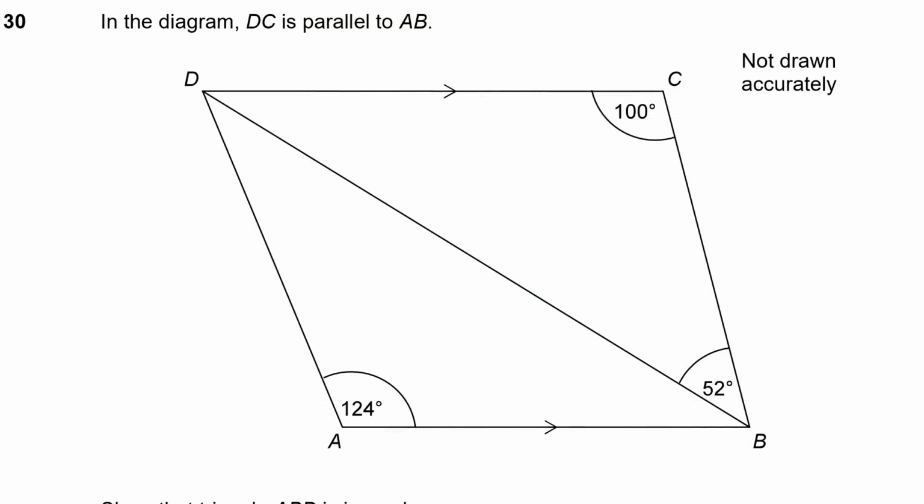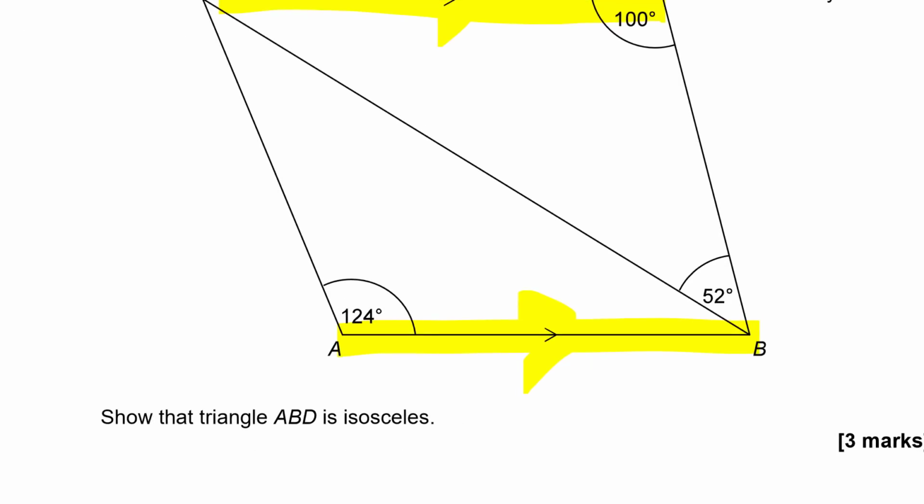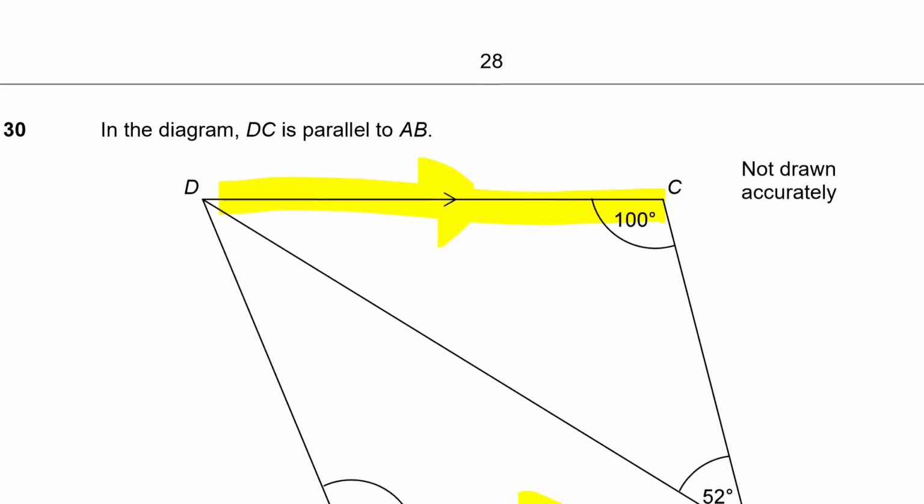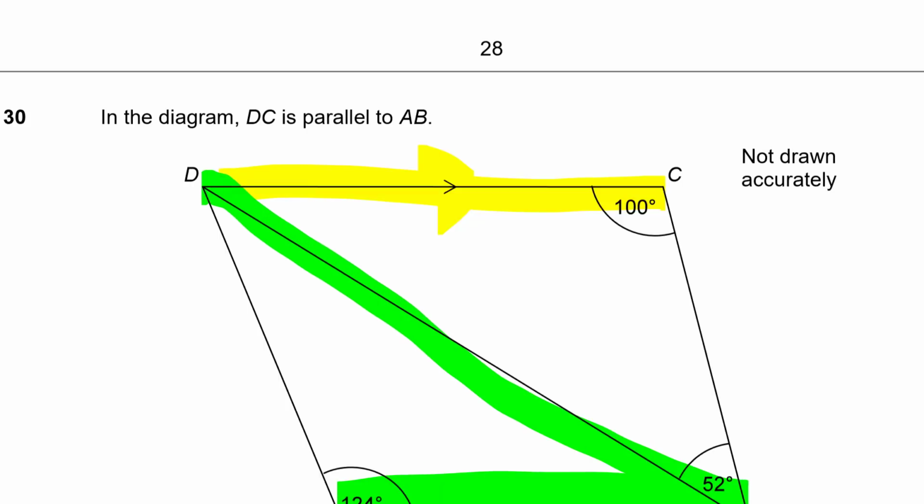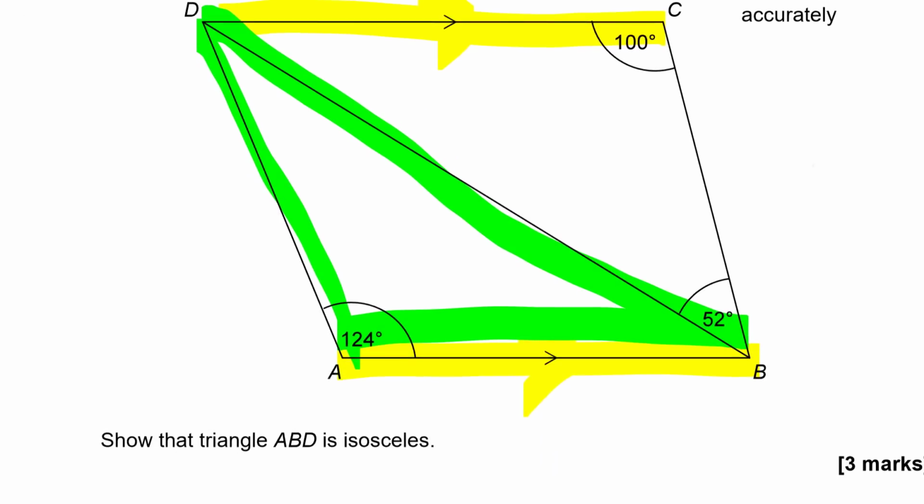Question 30. In the diagram, DC is parallel to AB. So DC is this line here, AB is this line here, and you can see that they are parallel. Okay, so I've got a pair of parallel lines. It's not a parallelogram. Looks a bit like one, but those other two lines are not parallel. Now it asks me here to show that the triangle ABD is isosceles. So where's ABD? ABD is this triangle here, that's the triangle I'm looking for.